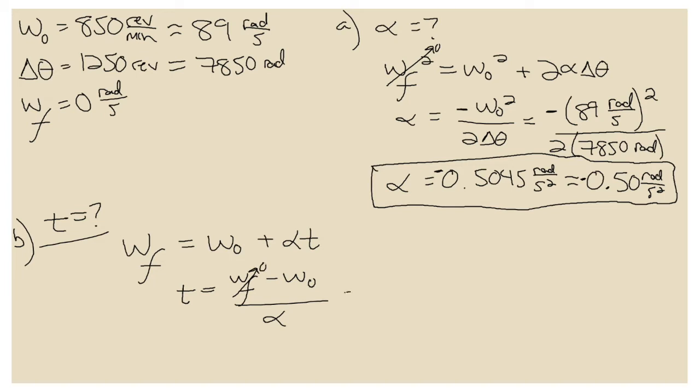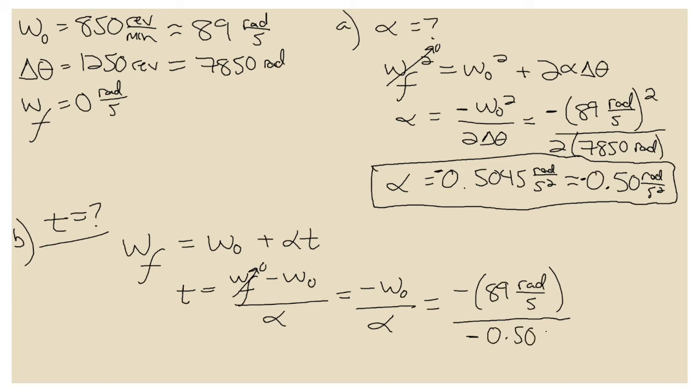Our omega final here is 0, so we just get negative omega naught over alpha. That gives you negative 89 radians per second over our alpha here, which we found was negative 0.50 radians per second squared. Notice this is going to work out to be positive, and that gives us a time of 178 seconds, which to two significant figures we can round to 180 seconds.